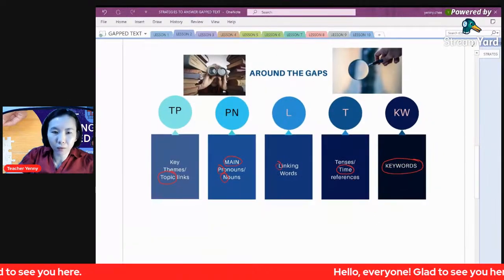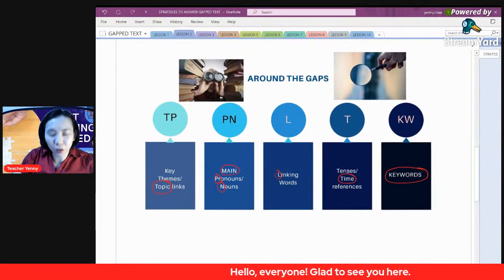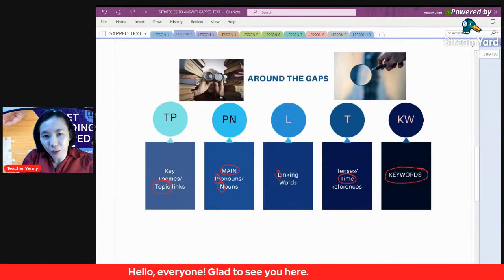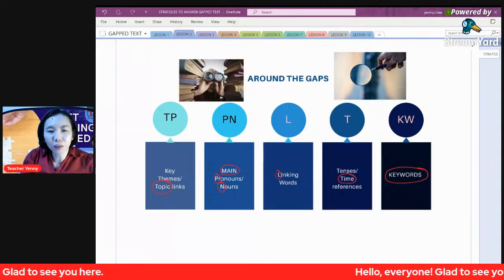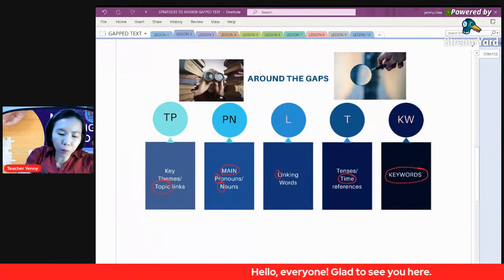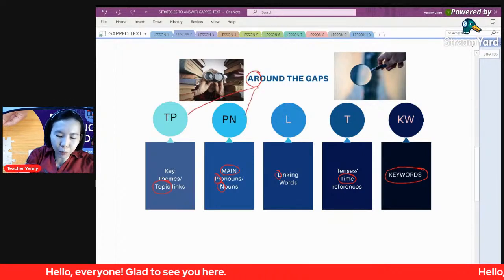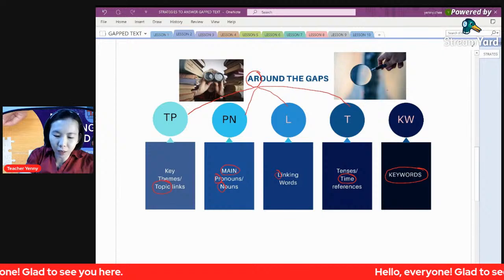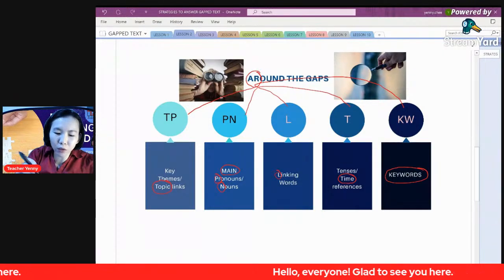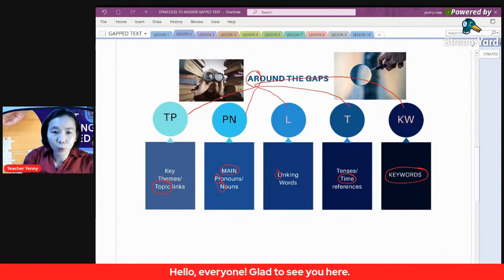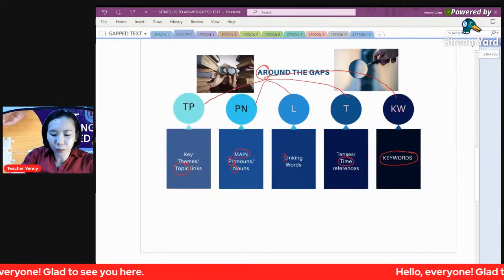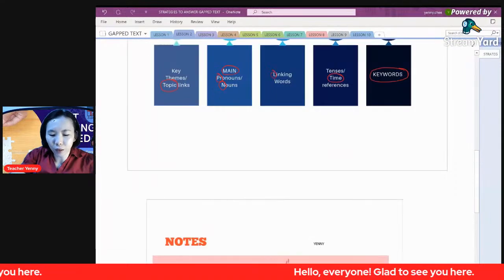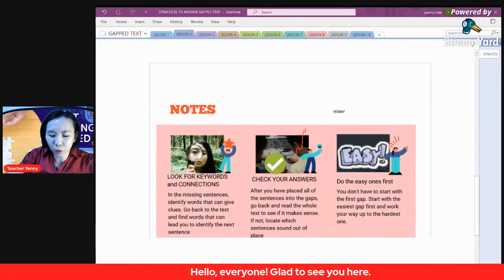Next, what do you need? I put it in pictures so that those visual learners can learn better. So SMART means pick the best gap. And remember, when you come to AR, in AR you have all these TP, PN, L, T, and KW. That means all the keywords around the gaps. Clear? Are you with me? I hope you can follow me. So I put it in a visual form so that it would be easier for the visual learners.